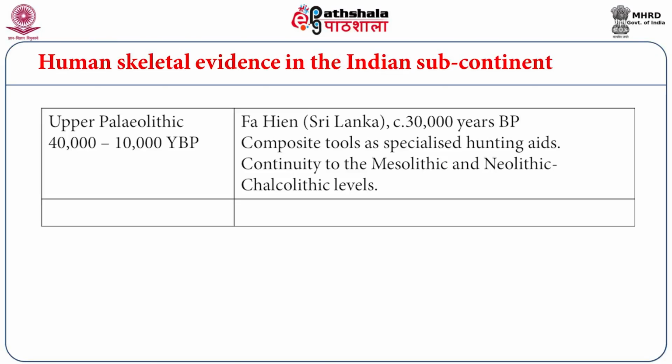What is the earliest date for the skeletal material from India? We have the earliest skeletal materials coming from the late Pleistocene context in India. But we have an interesting collection of materials coming from Sri Lanka, from an Upper Paleolithic context, roughly datable between 40,000 to 10,000 years before present. They are found in several caves of Sri Lanka. One of the important caves is Fa-Hien cave, and the finding here dates back to 30,000 years before present.